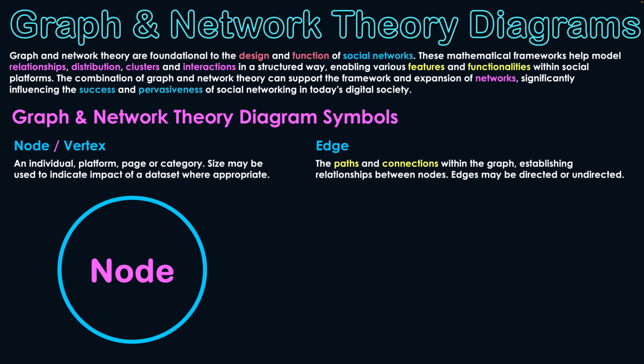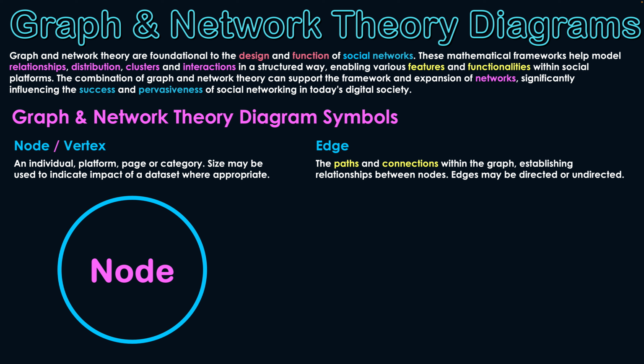The second symbol used is that of an edge. These are the paths and connections within the graph, establishing relationships between nodes. Edges can be directed or undirected. So essentially, these lines join entities that have relationships. Our nodes are connected by edges, and it could be just that if two people are friends on a social media platform, there'll be a line connecting them.